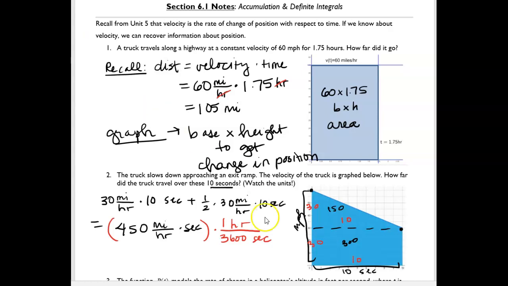And now I can see how my units would cancel out. So my seconds would cancel, my hours would cancel. I'll just have to divide the 450 by 3,600, and that would give me 1/8 of a mile. Also, on problems like this, I know the units can be tricky, but just keep in mind, it wouldn't make sense for me to approach an exit ramp and go 450 miles. That doesn't make sense. 1/8 of a mile makes a lot more sense. So just keep that in mind in these problems.